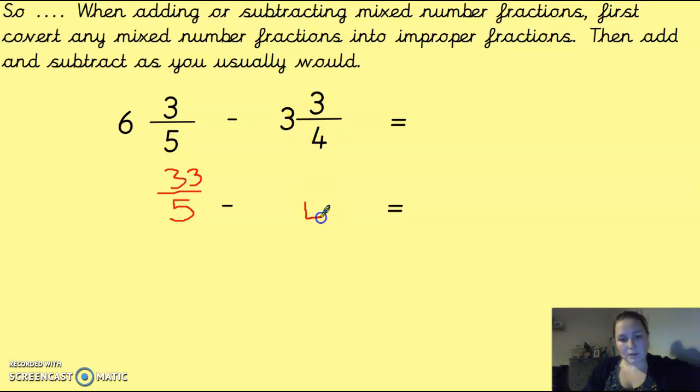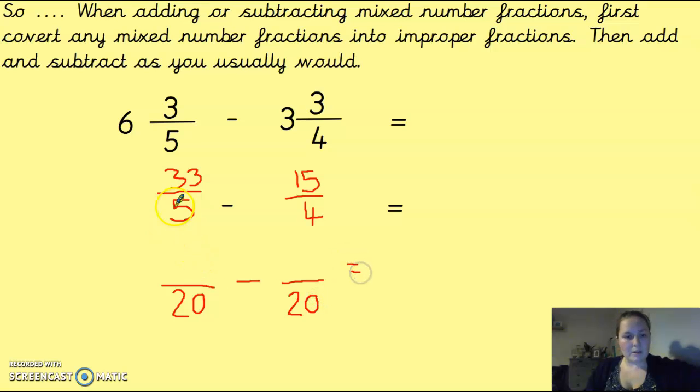This one, I'm in quarters. I've got 3 wholes, that's 12. Add the 3 I already had, that's 15. Now they've got different denominators, so I need to find a common denominator. The number that's in both the 5 and 4 times table is 20, so I'm going to use that. I'm going to work out how I can get to both of those.